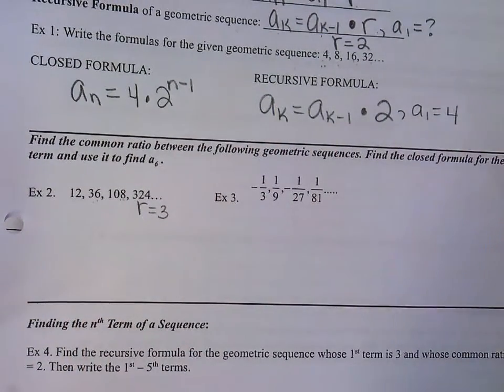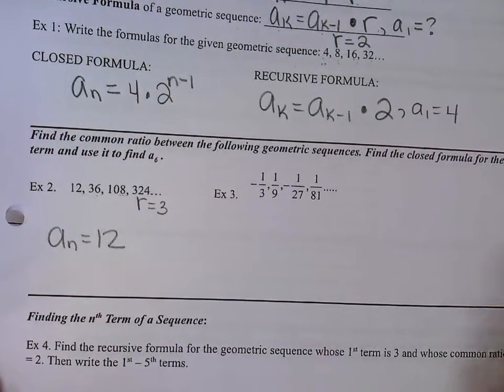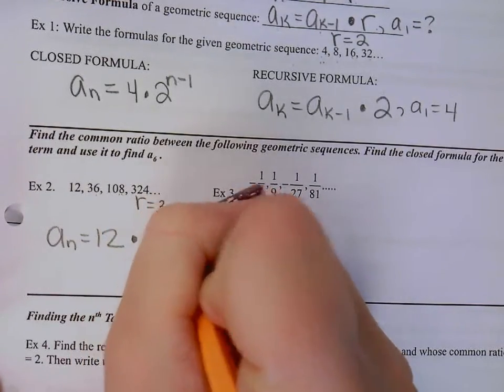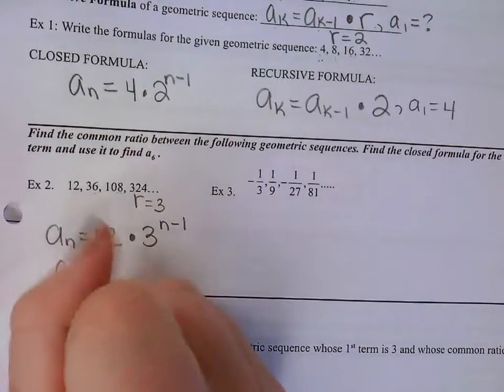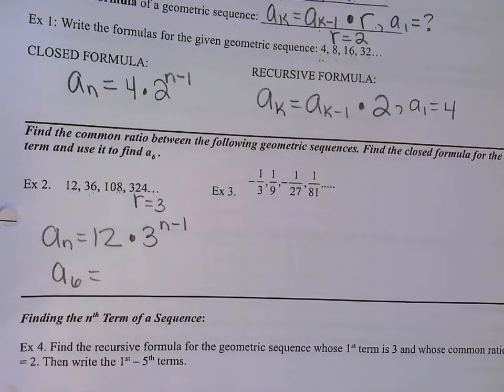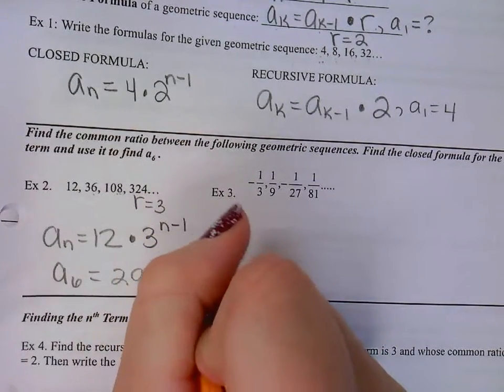All right, so if I want to write the closed formula, this one would be a sub n equals 12, because that's where I'm starting. I'm multiplying by 3 to the n minus 1 power. And then I'm going to use that to plug in the number 6. So I'm doing 3 to the 5th, and then times 12. 12 times 3 to the 5th is what? Did you get 2,916? 12 times 3 to the 5th? So, 2,916.